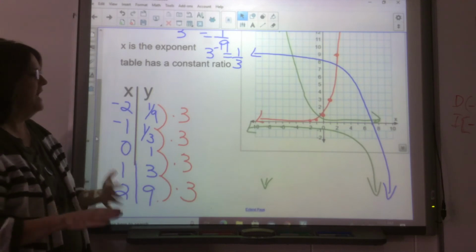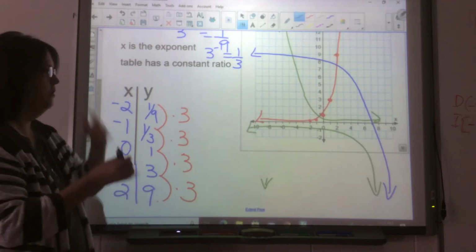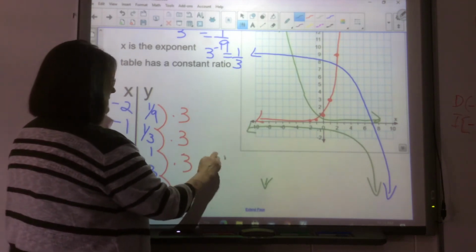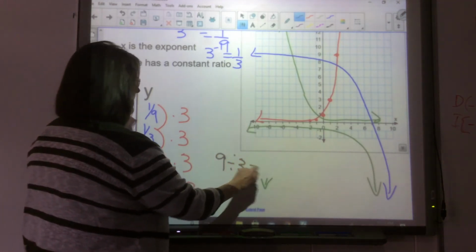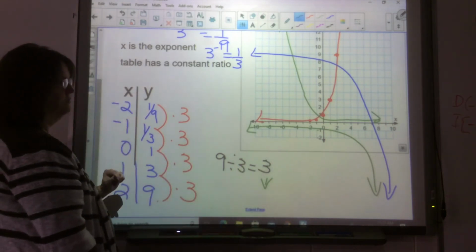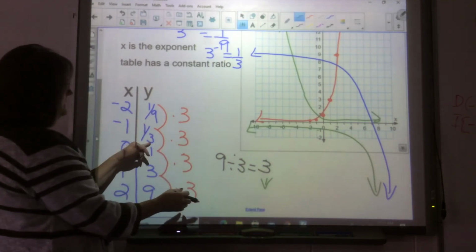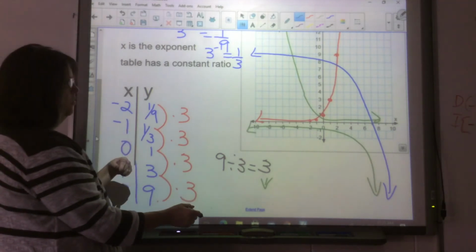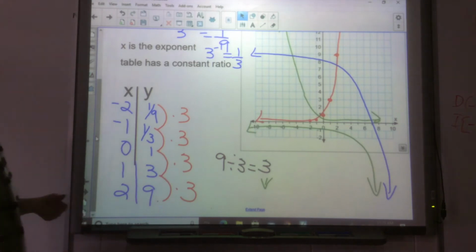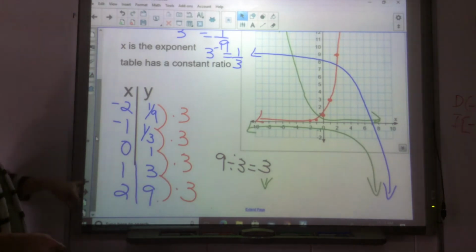If you can't find it, if you don't know in your head what it is, you can take 9, divide it by 3, and it will tell you that you're multiplying by 3. So if you take this and divide it by that, it'll tell you what you're multiplying by. I could take 1/3 and divide it by 1/9, and it would tell me that I was multiplying by 3. So you can find it. So remember, this is the difference.